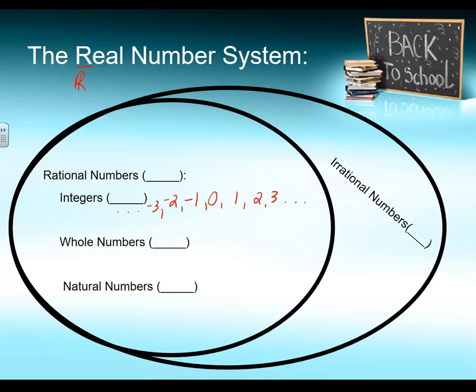Whole numbers start at 0 and go 1, 2, 3, 4, and go on forever. The way you remember it is there's a hole in the middle of whole numbers. Natural numbers start at 1, 2, 3, 4, and natural numbers are also known as counting numbers. Some argue that natural numbers start at 0. You can look in different sources, but this is what I use.